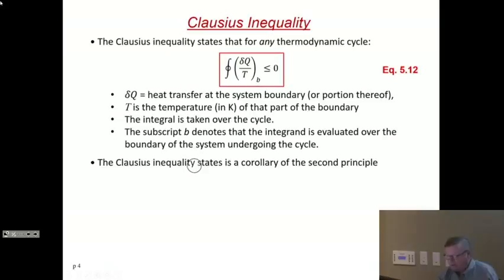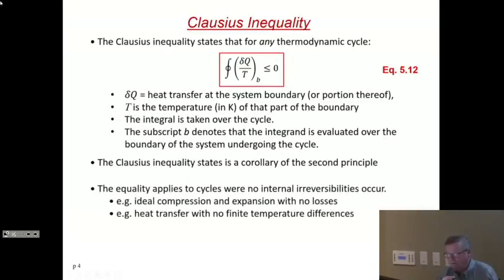So, Clausius inequality is a corollary of the second principle, and the equal sign here applies only to cycles that have no internal irreversibilities, which are cycles where the compression is ideal and the expansion is ideal with no losses, no frictions of pistons or turbine blades or whatever. And it also happens when heat transfer is happening with no finite temperature differences. This is, of course, not possible.